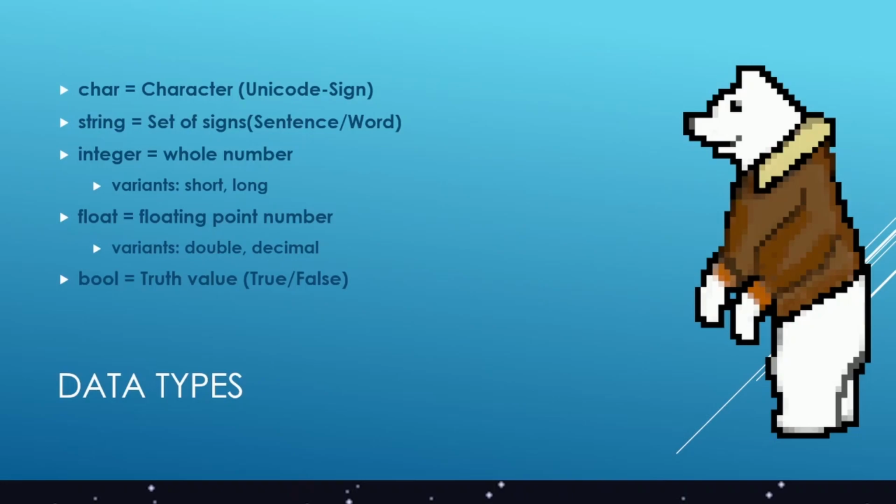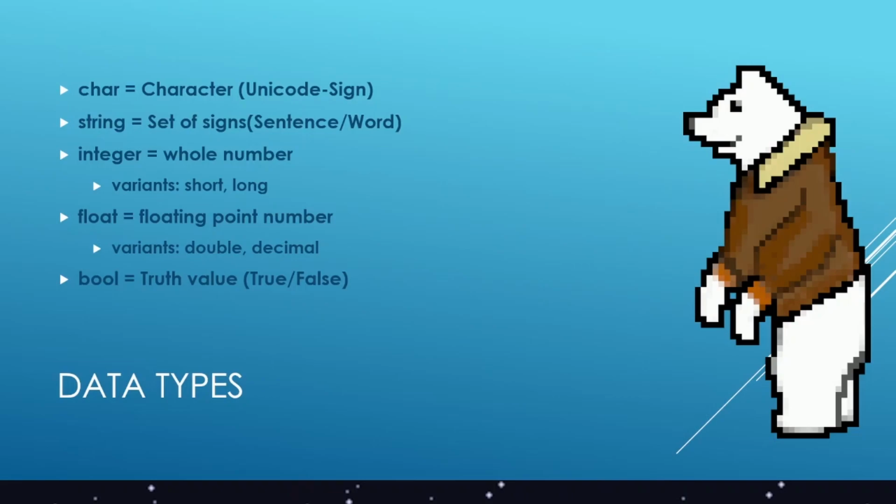The second type is the string. This is a set of signs, so you can use different characters to create a string, to create a sentence, to create a word. Most strings are just used as a single sequence of characters with its own variable. Like I said, a string is used for sentences, for words, for longer combinations of any characters.